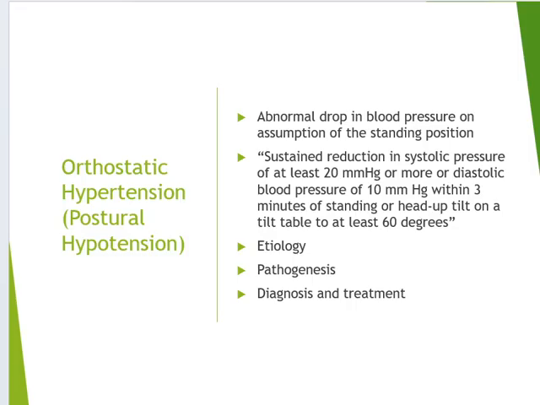So there are some specific numbers you have to hit. It's a sustained reduction in systolic pressure of at least 20 millimeters of mercury or more, or diastolic blood pressure of 10 millimeters of mercury, within 3 minutes of standing, or head up tilt on a tilt table of at least 60 degrees. So again, very specific measurements. Everybody's pressure is going to drop when they stand up, but it's the amount and the sustained nature of it that is more closely related to orthostatics. Okay.